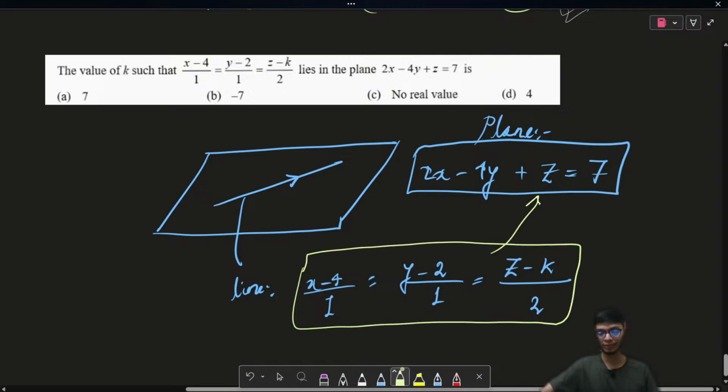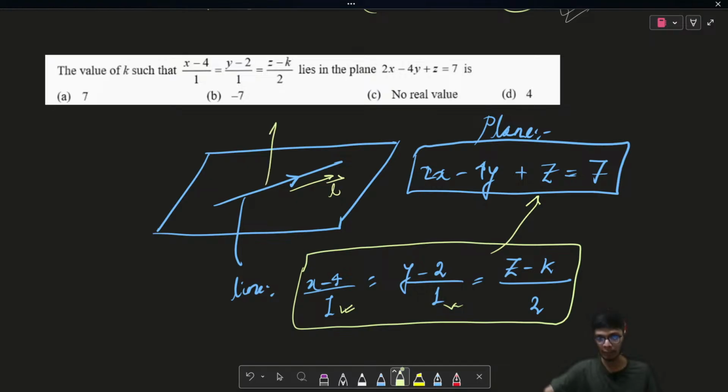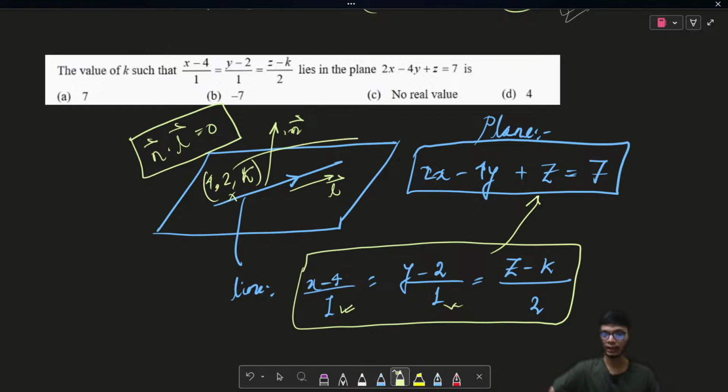The simple way to solve this problem when the line lies on the plane is that you already know the direction ratios of the line, and the direction ratios of the normal vector of the plane are also known. The vector of the line and the normal vector must be perpendicular to each other, so another important check is whether n dot l comes to be 0. That is the concept we use when the line is lying on the plane. But if I take any fixed point on the line, that is (4, 2, k), this point must also lie on the plane. So if I solve for this point with the plane equation, I will get my value of k.